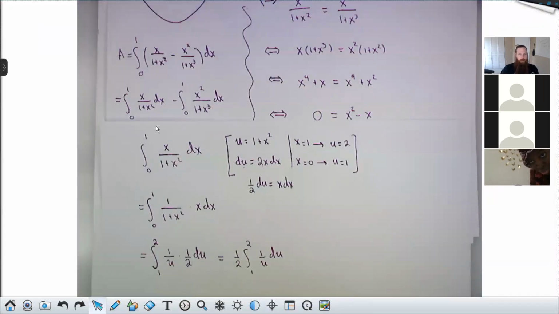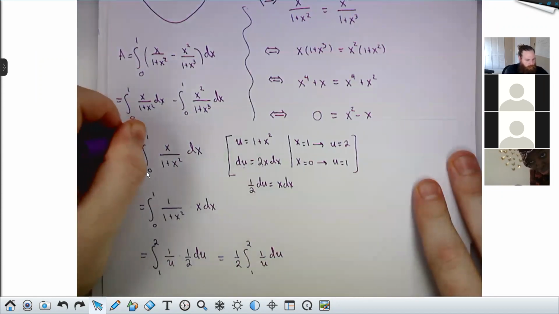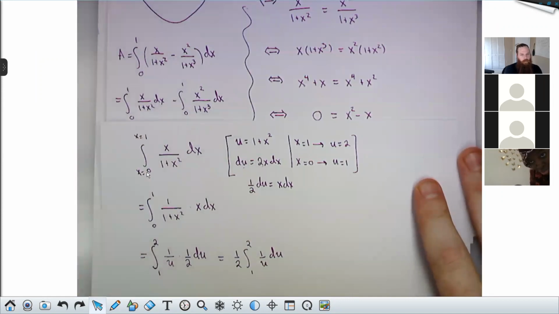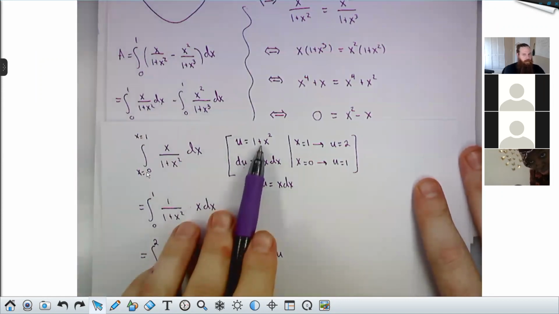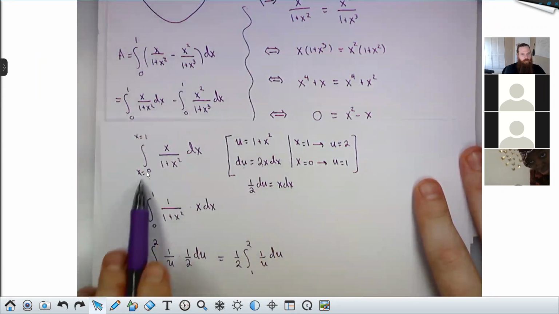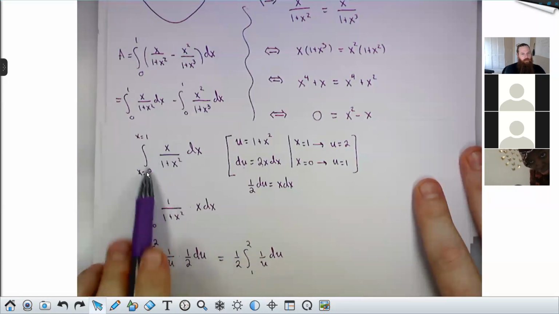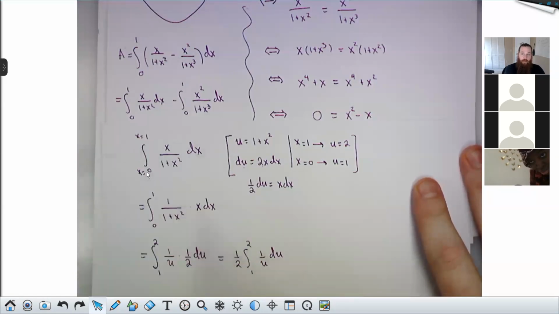We change the bounds because the area underneath this function from 0 to 1, these are x values. This is from x equals 0 to x equals 1. When we change the variable from x to u, like we're doing here, I need to know what values of u correspond to those original values of x. So I want the area under this function from x equals 0 to x equals 1. It turns out that's going to be the same as the area under this function from u equals 1 to u equals 2.